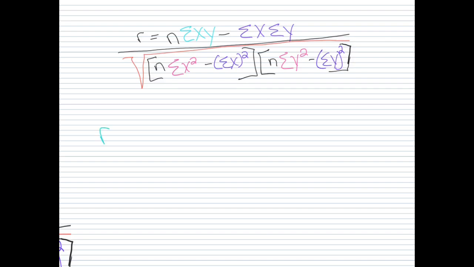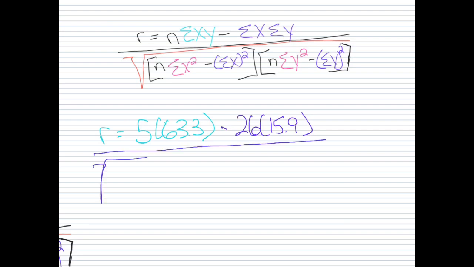So of course r is going to equal first N, which is 5. There are 5 participants, times the sum of the X times Y values, which is 63.3, this in parentheses there. Then we're going to subtract the sum of our X column, which is 26, times the sum of our Y column, which is 15.9. Over, remember our big square root. Don't forget to take that big square root.